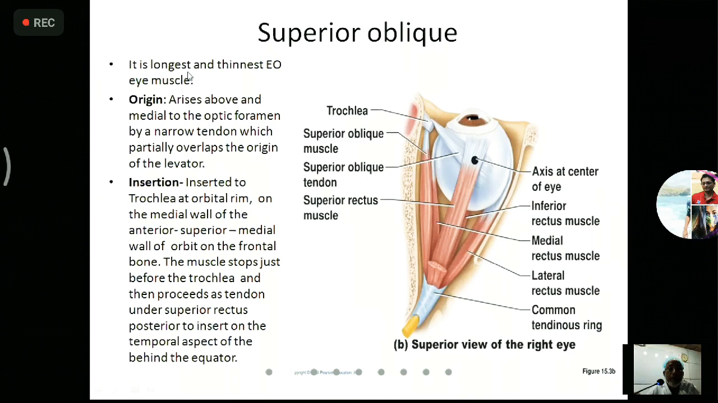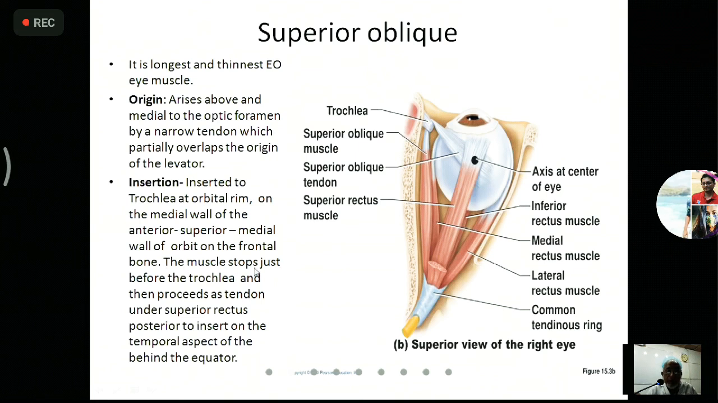Okay, it is the longest and thinnest extraocular muscle. Origin: it arises above and medial to the optic foramen by a narrow tendon which partially overlaps the origin of the lateral muscle. Inserted: trochlea at the orbital ring on the medial wall, anterior, that is the medial wall of the orbit on the frontal bone. The trochlea is the pulley, at the anterior superior medial wall of the orbit on the frontal bone.